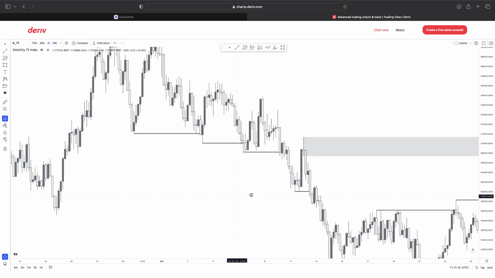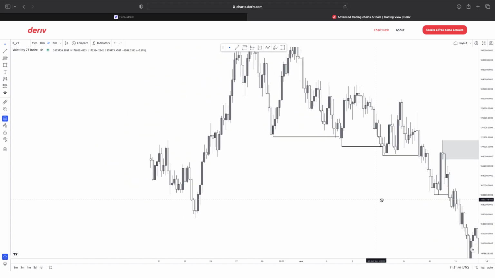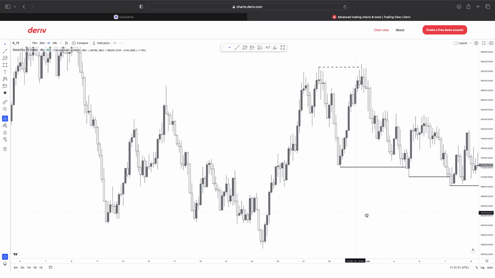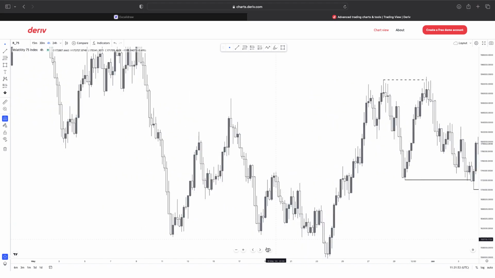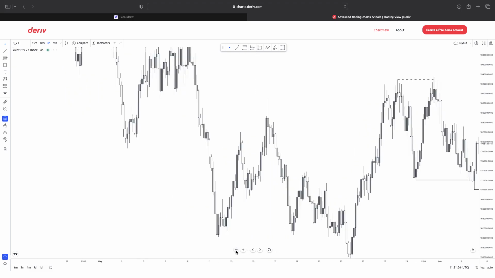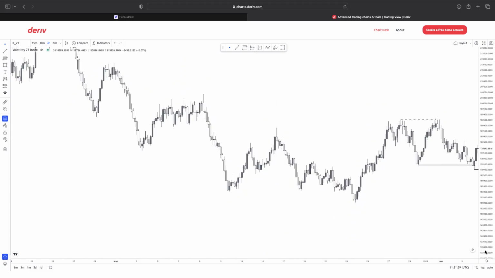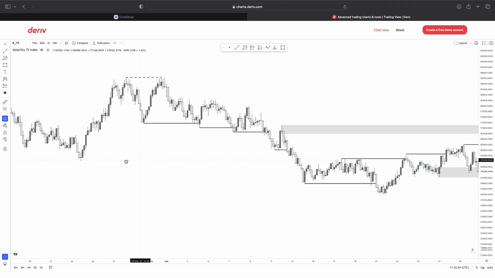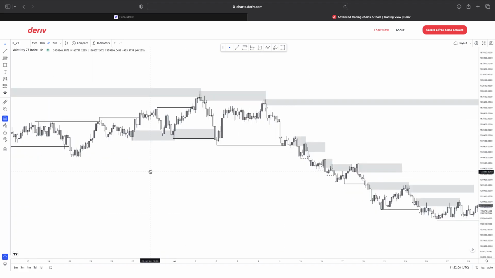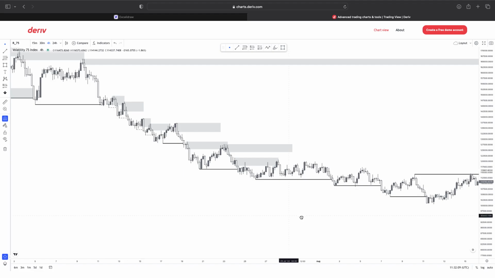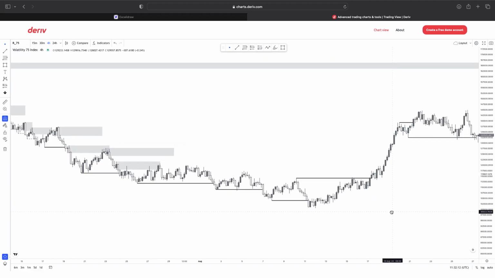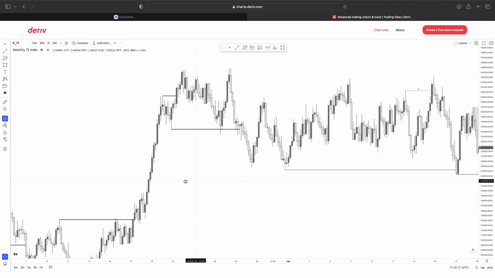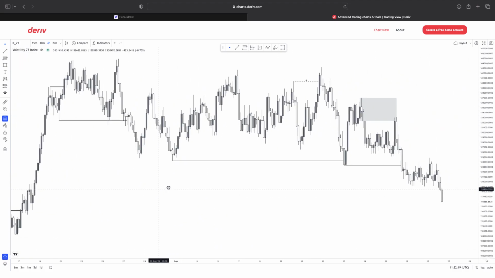Let's say for an example, let me just look for another potential example. But those old unmitigated areas of supply or demand potentially act as reaction points to price at a later stage. It's just that right now I don't have a sufficient amount of data to show you some examples. But old areas of supply or demand act as reaction points.